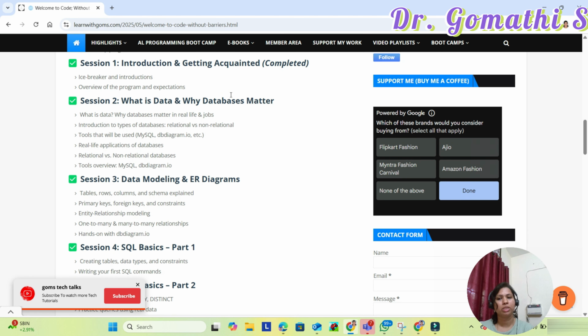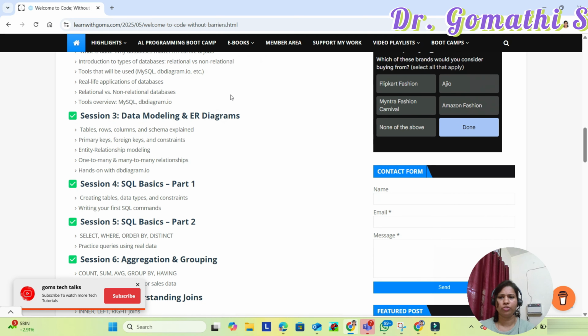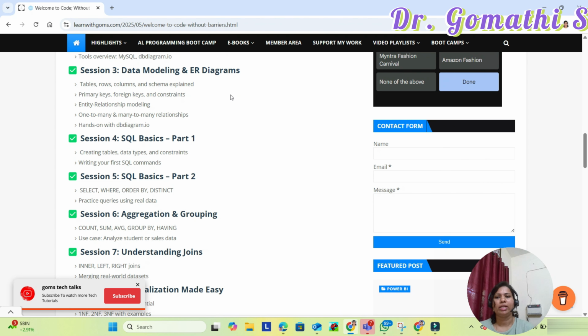You should understand what is data and what is a database, what is relational versus non-relational data, and the various tools used to design databases like MySQL, Oracle, and diagramming tools to design SQL and ER diagrams. You will understand real-time applications of databases, and get an overview of the tools. The next one is data modeling and ER diagrams.